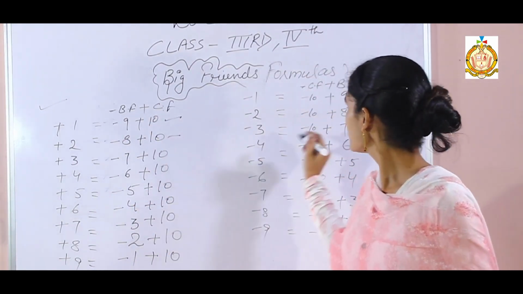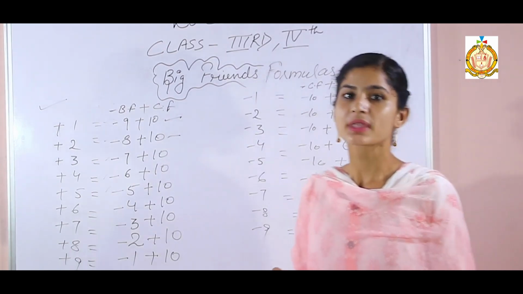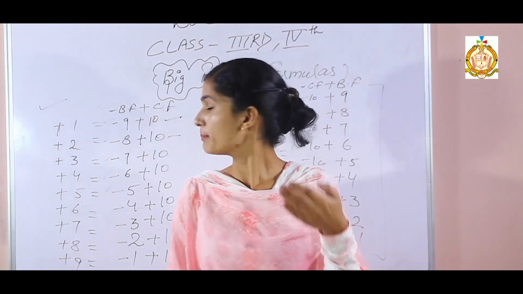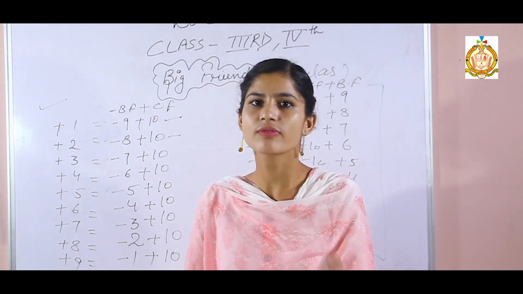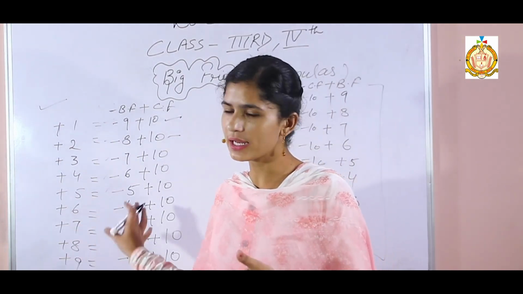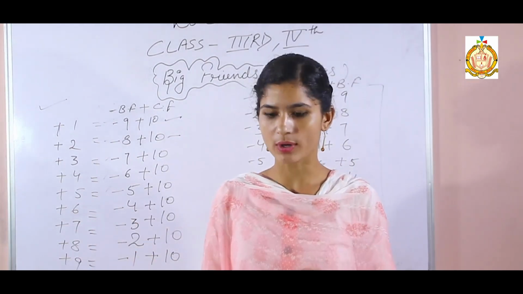These are the 18 formulas in the big friend. Big friend numbers are 1 to 9, common friend is 10, and best friends are those numbers that, when we add the two numbers, our common friend should come. So 18 formulas are there. This is all about the intro.